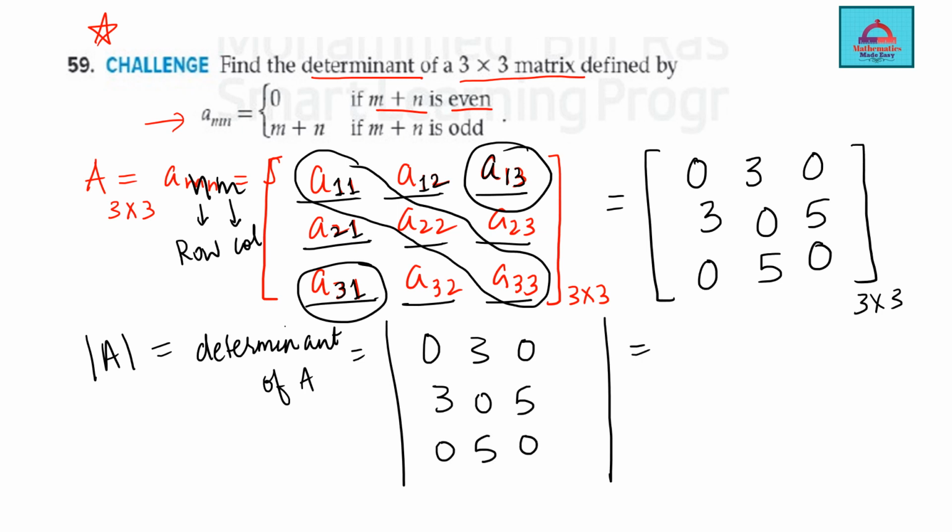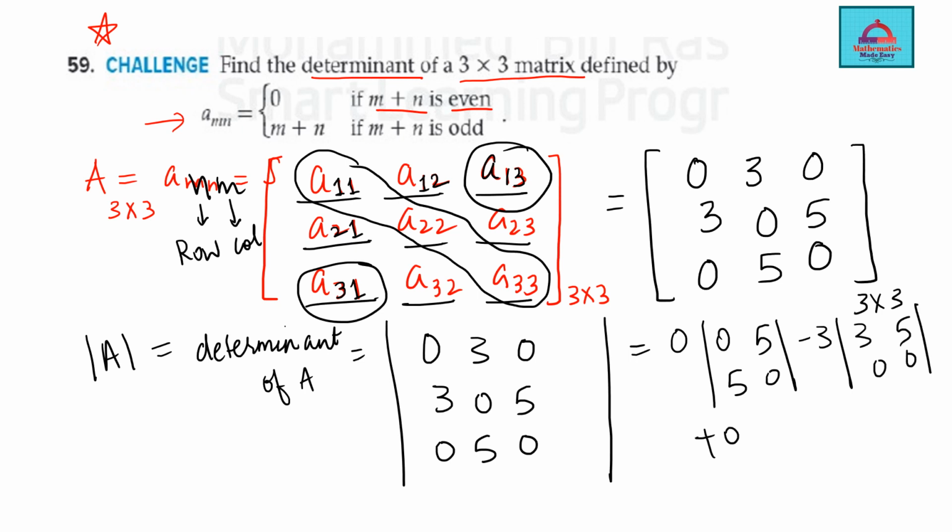All my students who've studied from me have watched my videos on matrices and determinants. They already know that when you are evaluating this determinant, you open it along the first row. So it will be 0 times, remove this row, remove this column, 0, 5, 5, 0. Second column minus 3 times, remove the row, remove the column, 3, 0, 5, 0, plus 0 times, remove the row, remove the column, 3, 0, 0, 5. If you simplify further, this is also 0. So everything is 0. So the determinant of such a matrix which is defined in this order is 0.